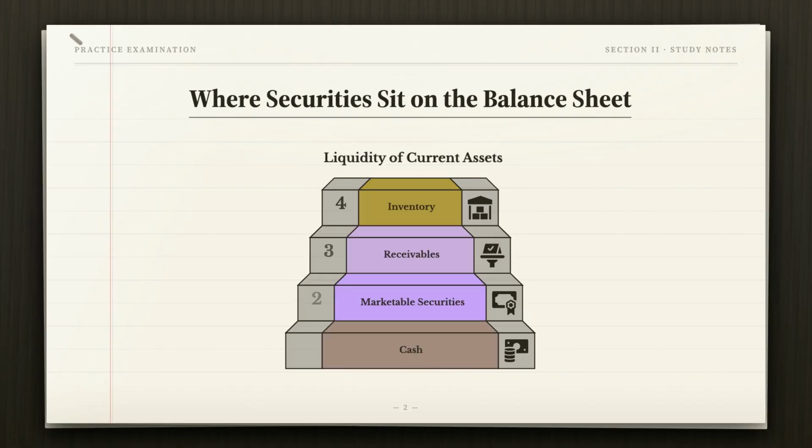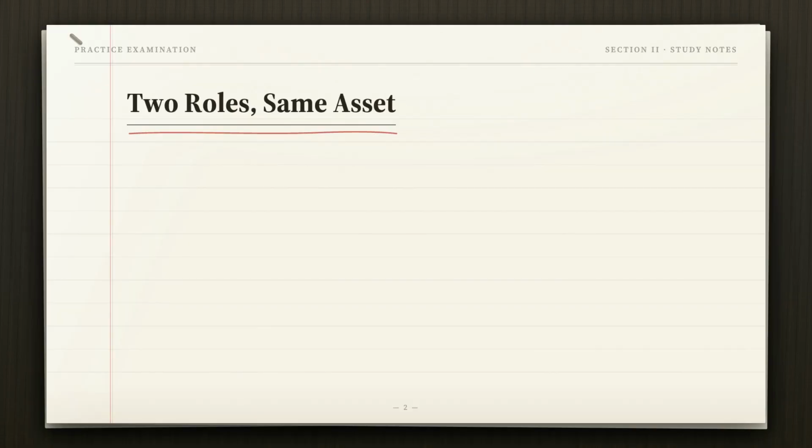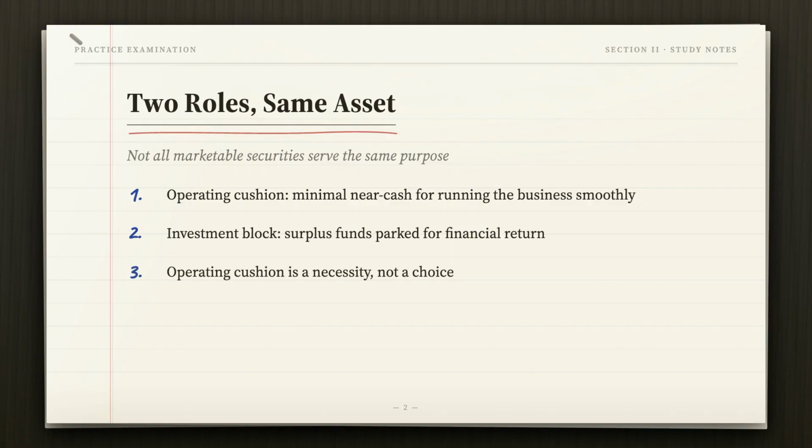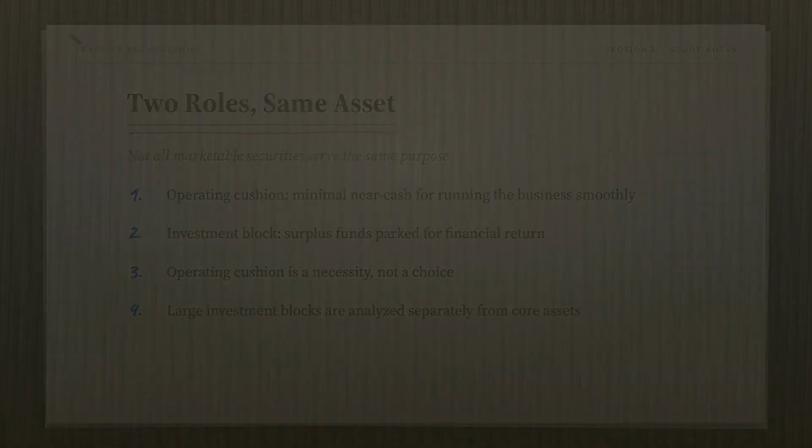On the balance sheet, marketable securities sit in current assets right below cash, ranking ahead of receivables and inventory because they can be sold so quickly with so little risk. They are an asset the company owns, never a liability. Holding a treasury bill or commercial paper means the company is owed money, not the other way round. A subtler point matters later. A minimal cushion of near cash is an operating necessity, while a large block held as surplus funds is more of a financial investment. That distinction is why some analyses treat excess securities differently from the rest of current assets.